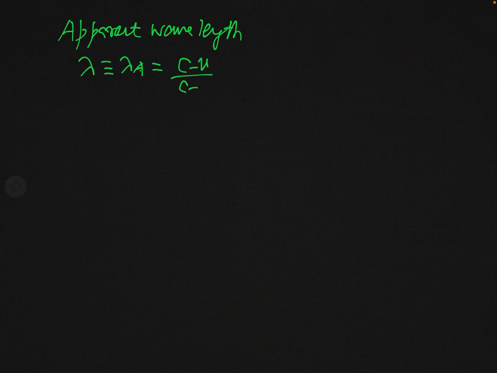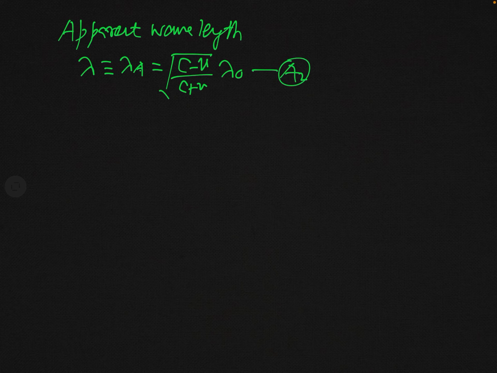So the apparent wavelength in case of approach, we will denote this apparent wavelength by lambda A, and that will be equal to the square root of c minus v over c plus v into lambda naught. And as you can see from this result, in this case the denominator c minus v is smaller than the numerator c plus v.